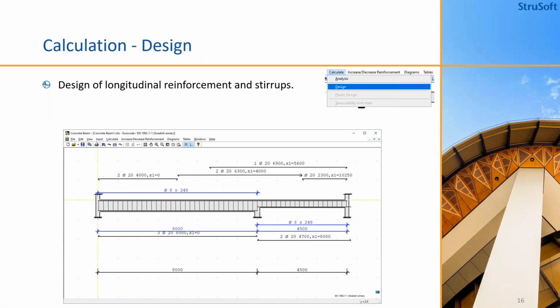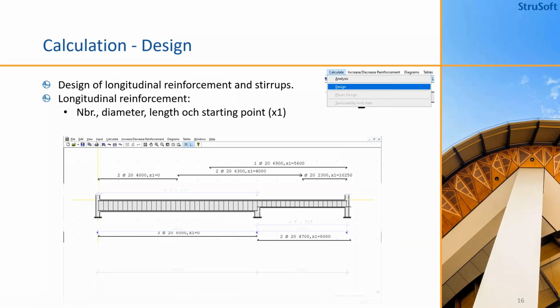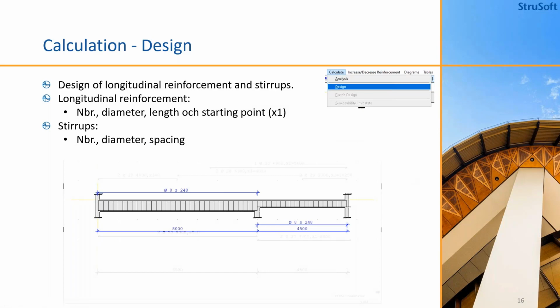When we come to the design, it is possible to design the longitudinal reinforcement, but also the stirrups, of course. And the different results that we get are the number of reinforcement bars, the diameter, the length, and the starting point. So the x1 value here is basically the coordinate from the left-hand side to where this bar should start. As for the stirrups, we are looking at the diameter and the spacing, and that is shown in blue here in this diagram.